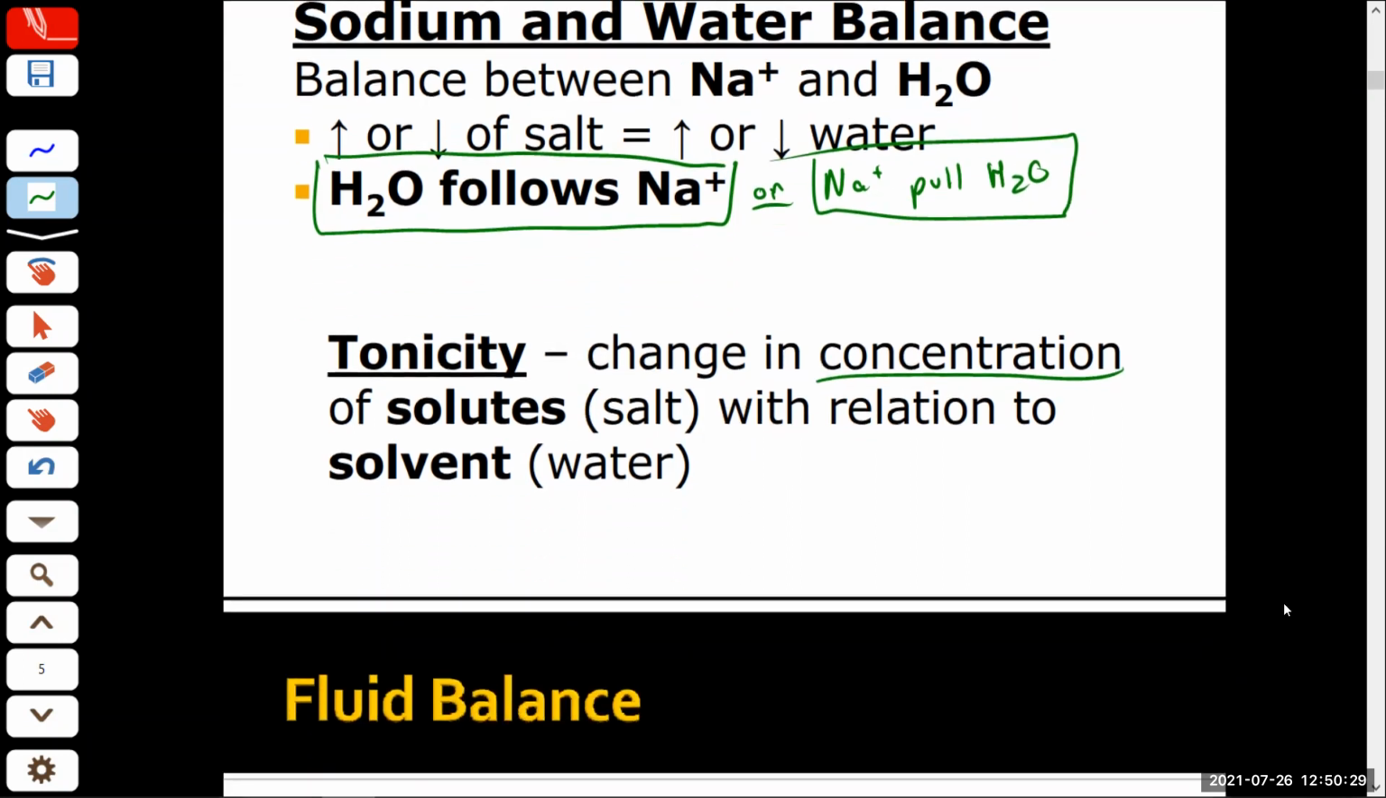What about like the whole osmotic force term? Do we need to know that? We'll get to it, I promise.